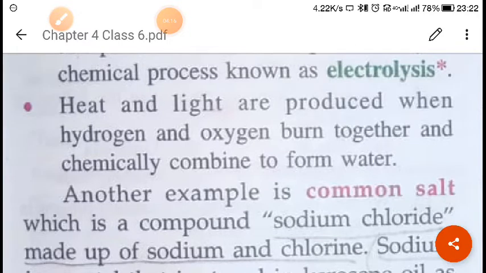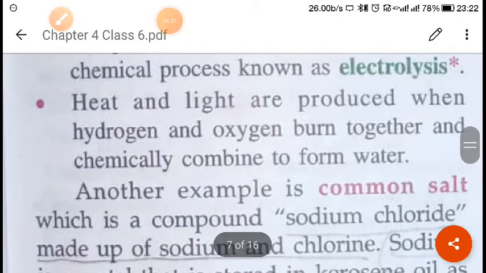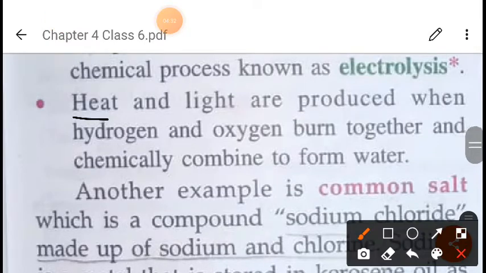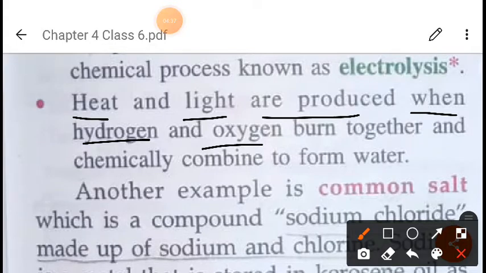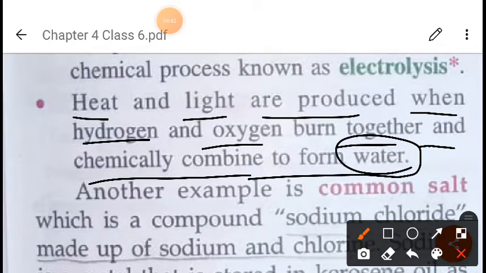Next, heat and light are produced when hydrogen and oxygen burn together and chemically combine to form water. When hydrogen and oxygen burn together, heat and light are produced, and they chemically combine to form water. I hope you have understood this, right?